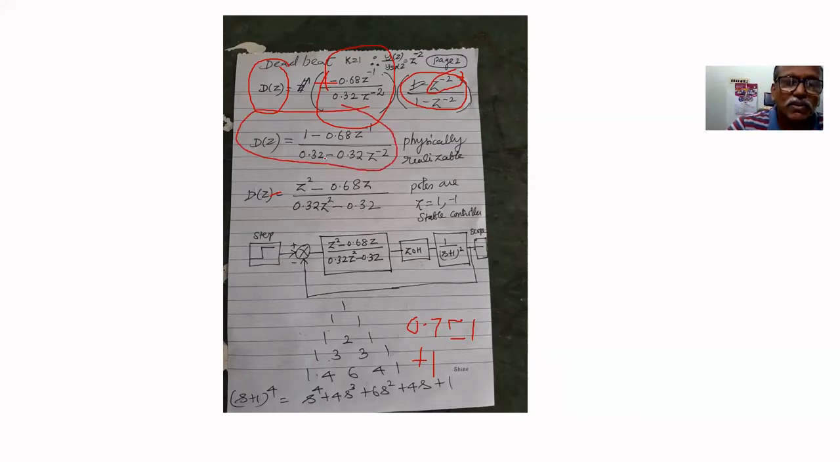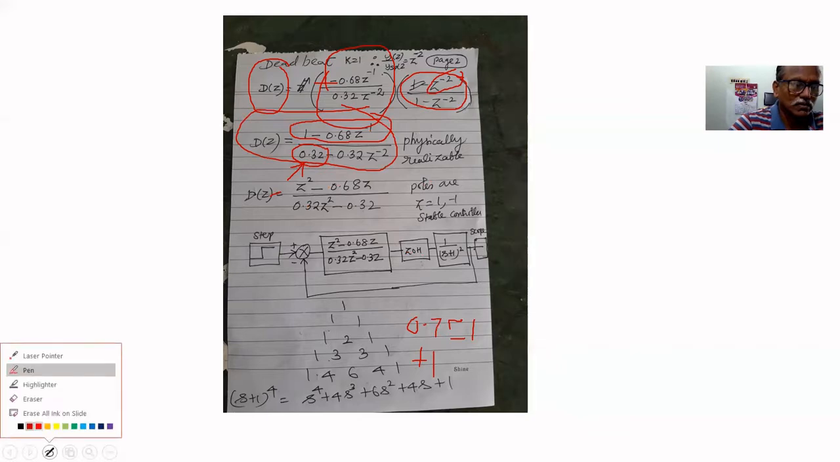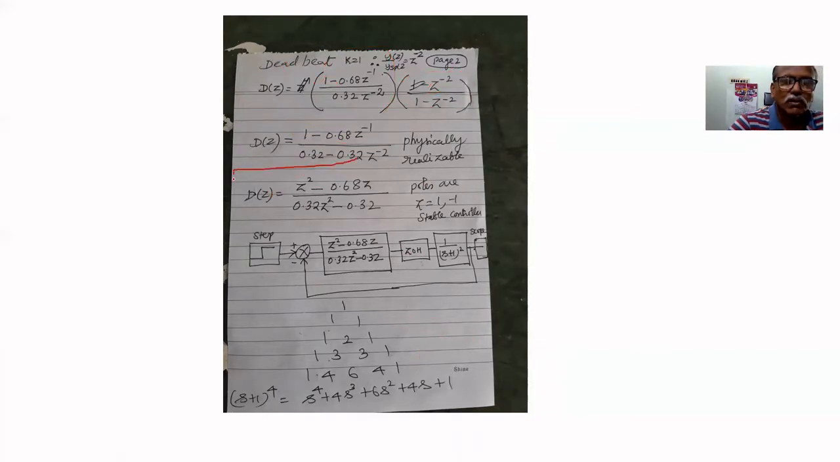Now we have to check whether it is physically realizable or not. For that, we have to convert this function in such a way that the denominator has a constant term, and the numerator should not contain any positive powers of z. Yes, it does not contain any positive powers of z when the denominator has a constant term. Therefore, this is physically realizable.